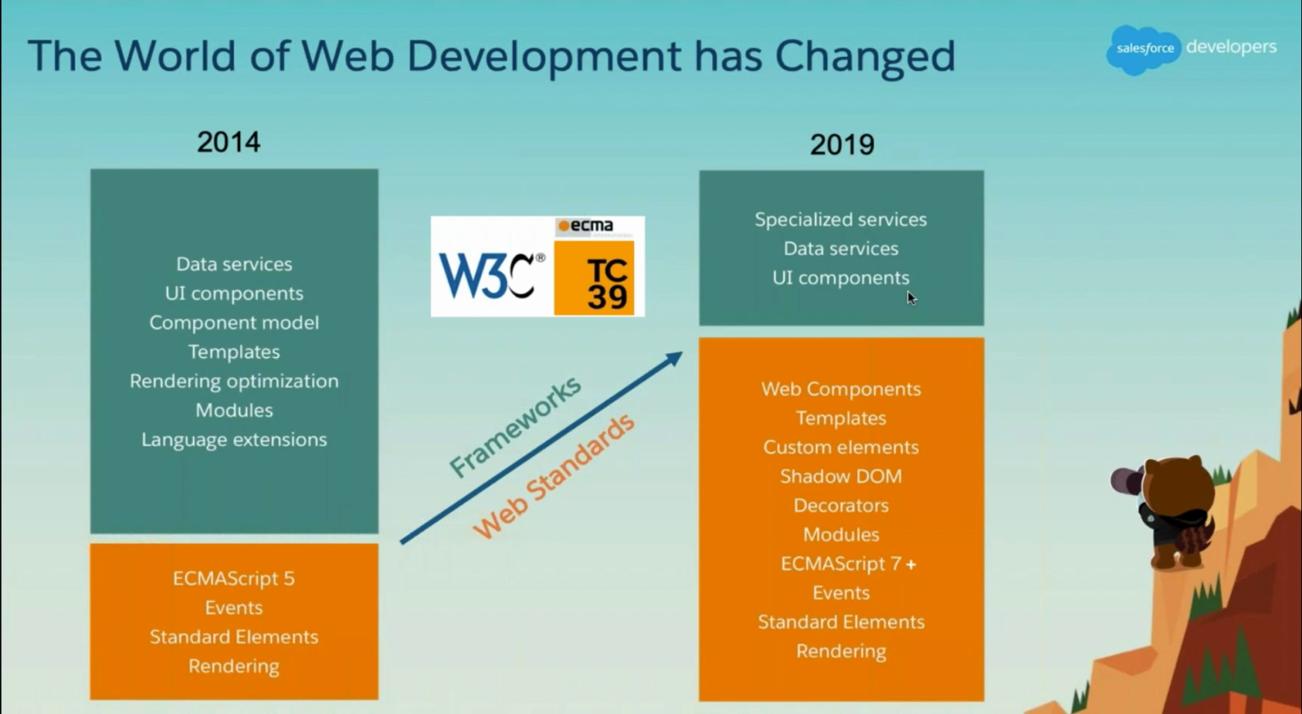Okay, so now what has happened is if you look at the 2019 web stack, the web standards have significantly increased. That is, what the browser is capable of doing is a lot more than what it was previously. So now what happens to the frameworks? The job of the frameworks becomes very simple. They only need to provide specialized services depending on what the framework wants to offer.